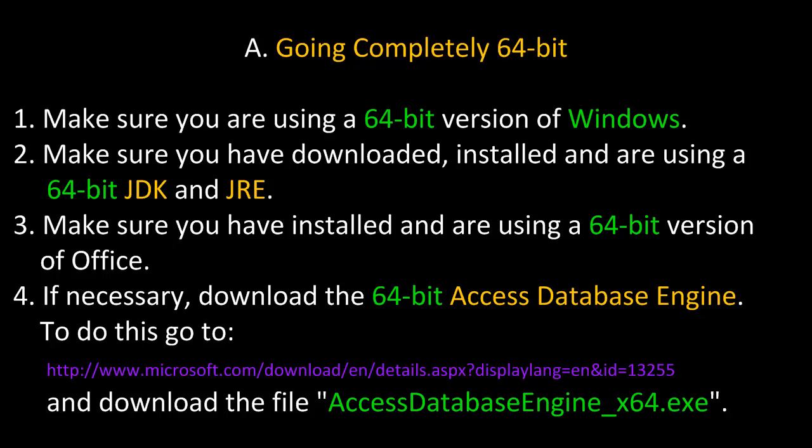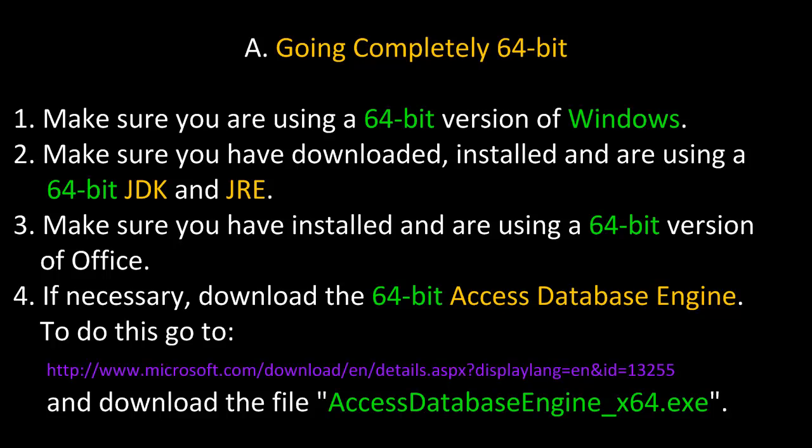Let's examine the first option, going completely 64-bit. If you're going to do this, 1. Make sure you're using a 64-bit version of Windows. 2. Make sure you have downloaded, installed, and are using a 64-bit JDK and JRE. 3. Make sure you have installed and are using a 64-bit version of Office.